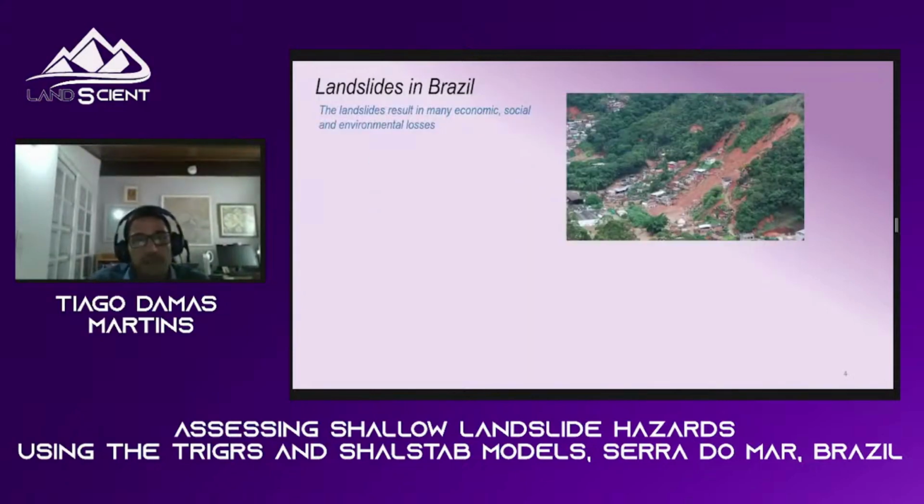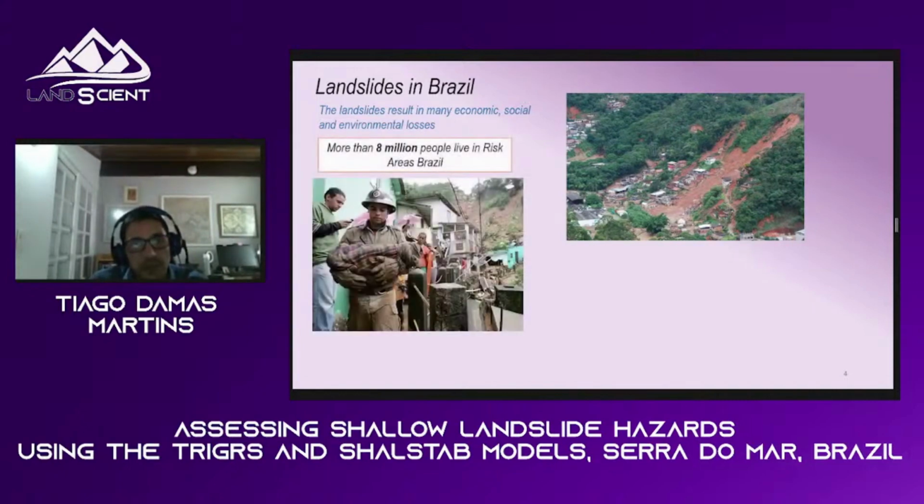So, as I said before, economical, social, environmental laws are very common when these mass movements are triggered. And a recent study in Brazil showed that more than 8 million people live in risk areas in Brazil associated with mass movements and floods, especially shallow landslides and debris flows.